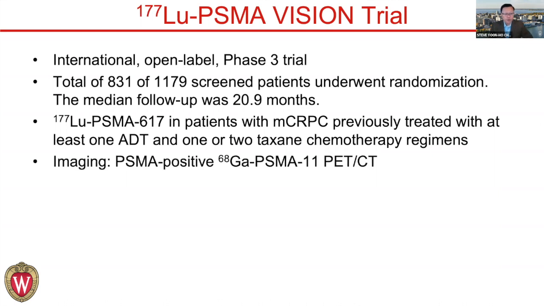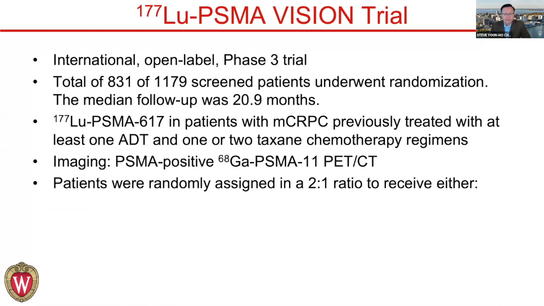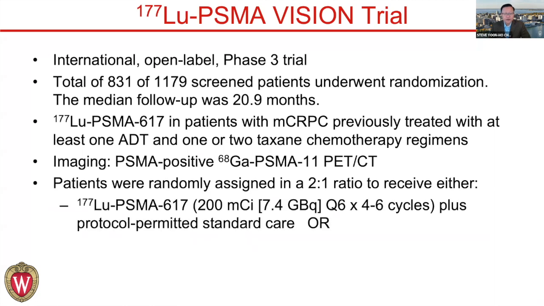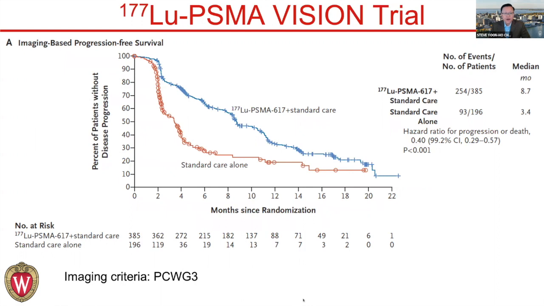So the patients also had PSMA positivity for gallium PSMA PET-CT. So they were imaged with the PET-CT scans showing that they actually did have target and took up this radioligand. And then the patients were randomly assigned in a 2-to-1 ratio to receive either lutetium 617 with protocol permitted standard of care therapy to continue that therapy, or just the standard of care therapy alone. And these are the Kaplan-Meier curves showing the percent of patients with disease progression. So in blue, you can see over time since the treatment and randomization, the patients with lutetium-617 did better than patients with standard of care alone.